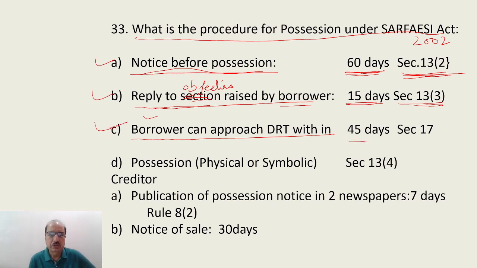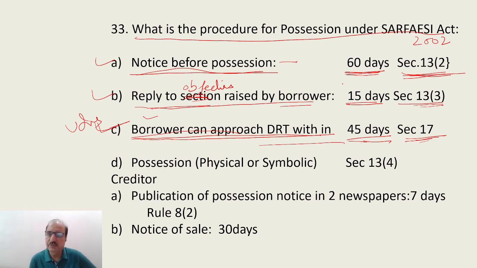Okay. So question C. Borrower can approach DRT within 45 days of the receipt of the possession notice from the bank. This is under section 17. Very important. This section is very important. Borrower can approach DRT within 45 days of receipt of possession notice from bank. This is under section 13.